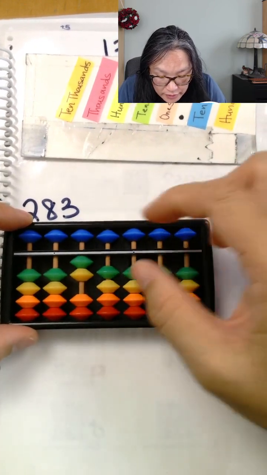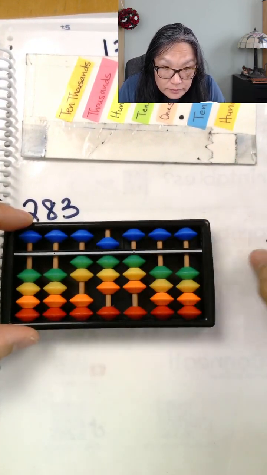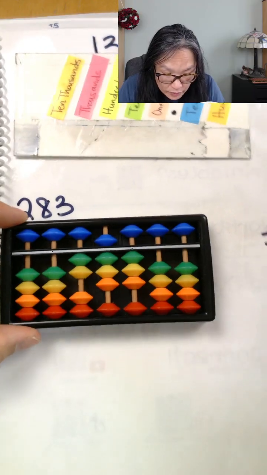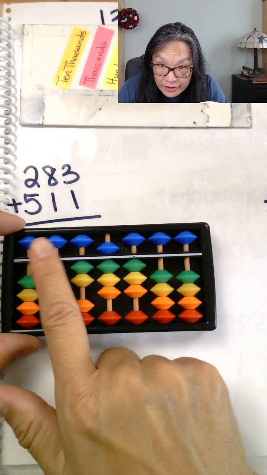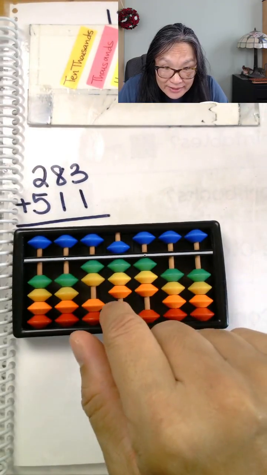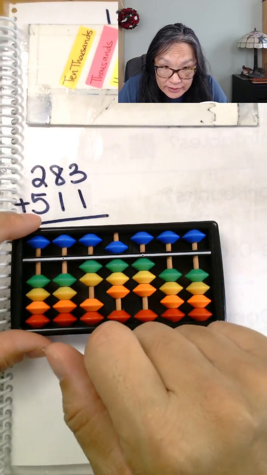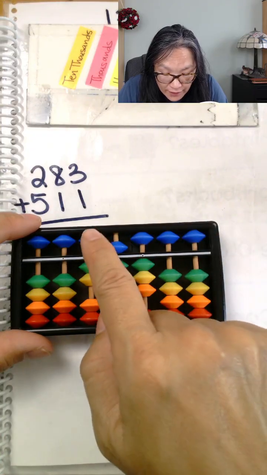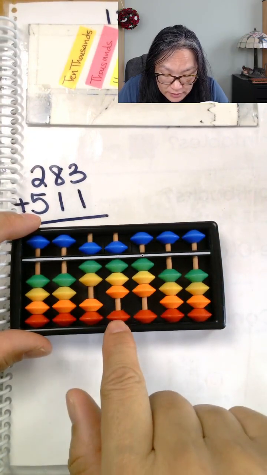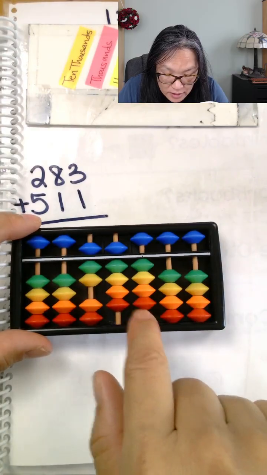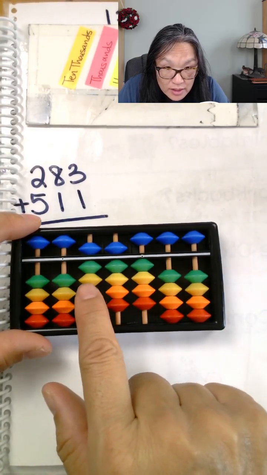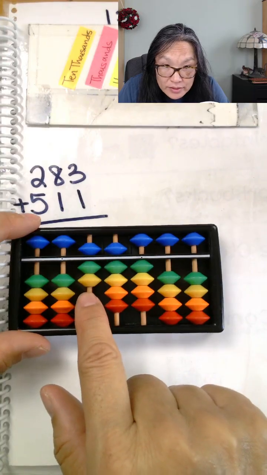We can do 283. And then what we're going to do, we're going to add 511. Can we add 511? Yes. So we add 5, we add 1, yes, we add 1, yes. So our final answer is, what answer is this? What is my answer here?